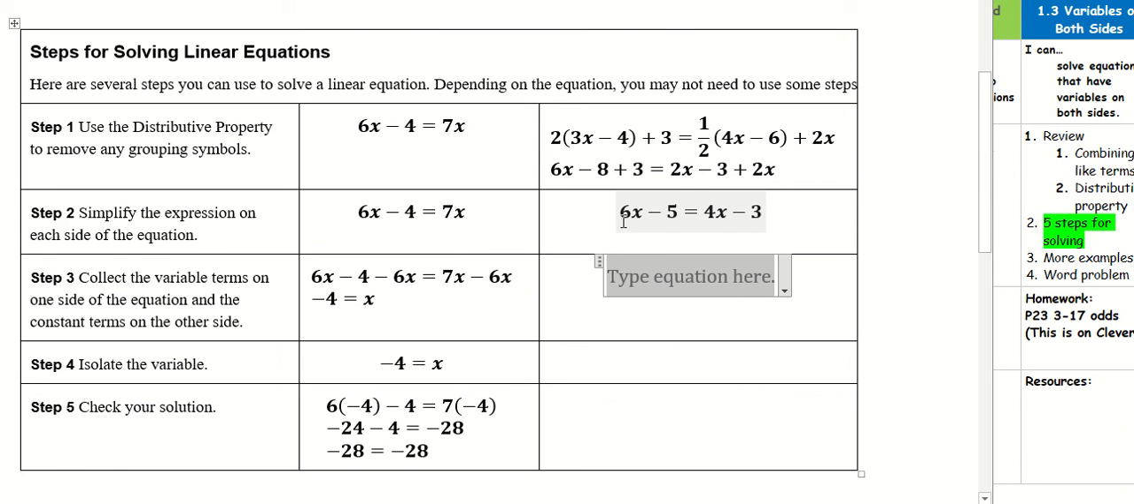If I wanted to, I could subtract 6x from both sides, and I'd end up with the right answer at the end anyway. Subtracting 4x from both sides gets me 2x minus 5 equals negative 3. So remember what I did there was subtracting 4x. So 4x minus 4x, they cancel out. 6x minus 4x gets me 2x. When I subtract 4x, it has nothing to do with the negative 5, and it has nothing to do with the negative 3, so they just come down.